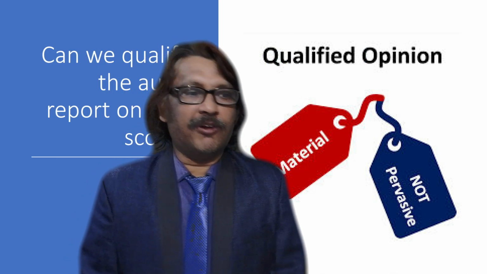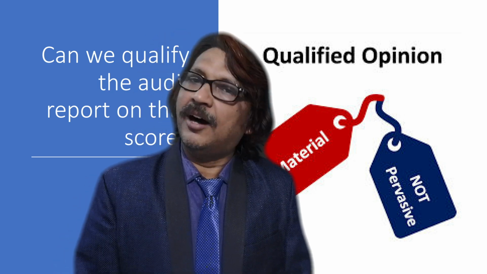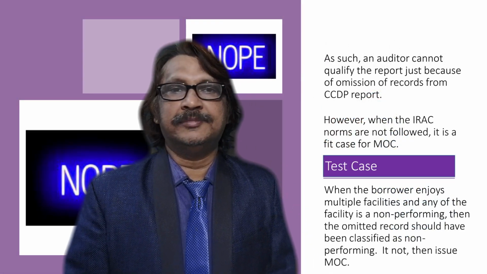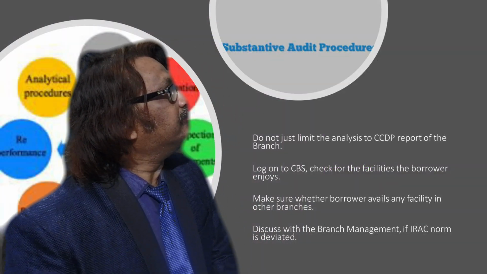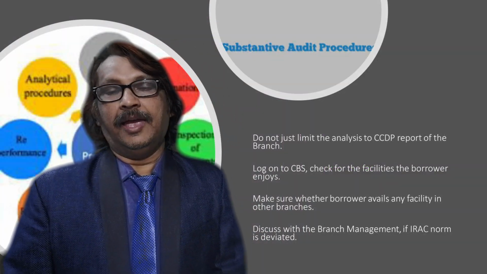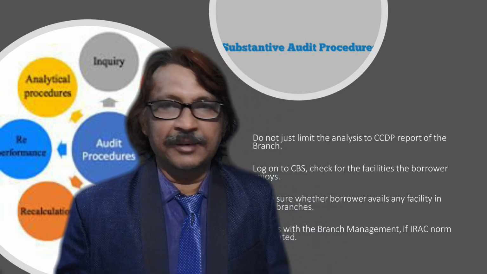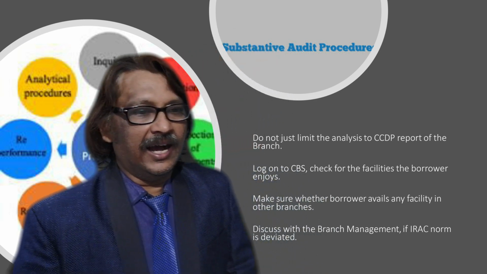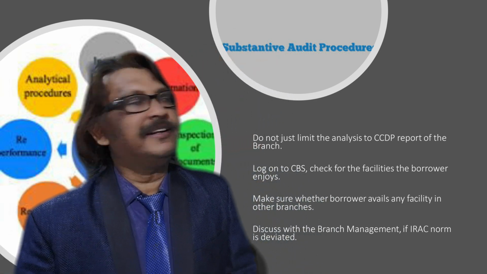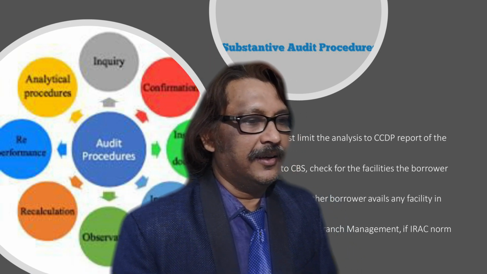Can the auditors qualify the report on the ground that the CCDP report doesn't contain all the records? No, absolutely not. Then what shall we do? As an auditor, we need to consider two factors. Number one, identification of the omitted records, and number two, evaluating the impact of these omitted records.